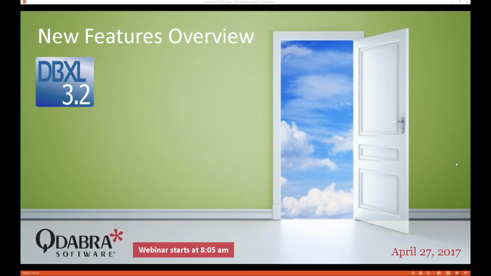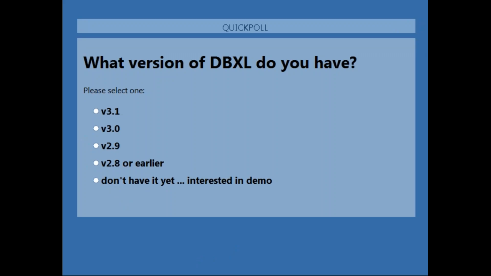But before we get started, let's do a quick poll and get a little feedback from you. Why are you here, obviously? What version of DBXL do you have? We're talking about 3.2 today. We've been making improvements to it over the last 4 or 5 months, and want to get a quick sense of which version you have, and hopefully you can see that screen. We'll give it a few more seconds here, and you just have to click on the version that is yours.